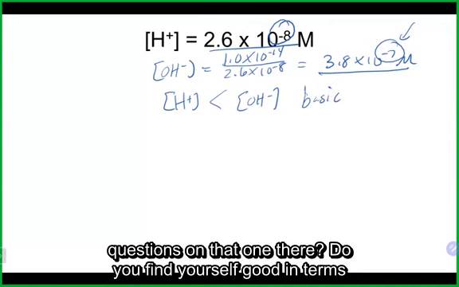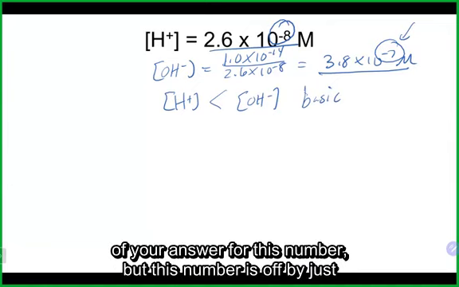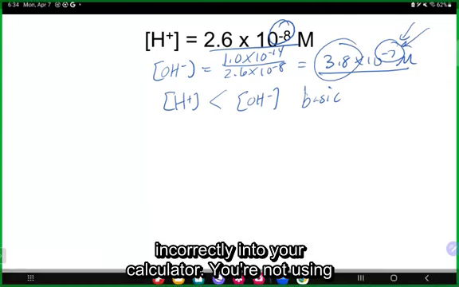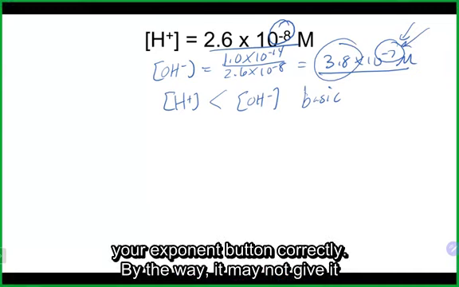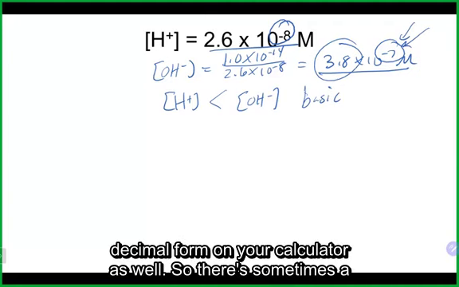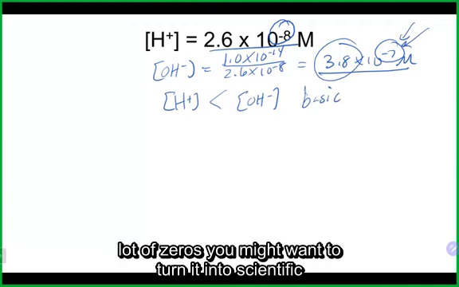If you find yourself good in terms of your answer for this number, but this number is off by just like 1 or so, it's probably the way you're punching it in incorrectly into your calculator. You're not using your exponent button correctly. By the way, it may not give it to you in scientific notation as well. It may give it to you in decimal form on your calculator as well. So there's sometimes a lot of zeros. You might want to turn it into scientific notation.